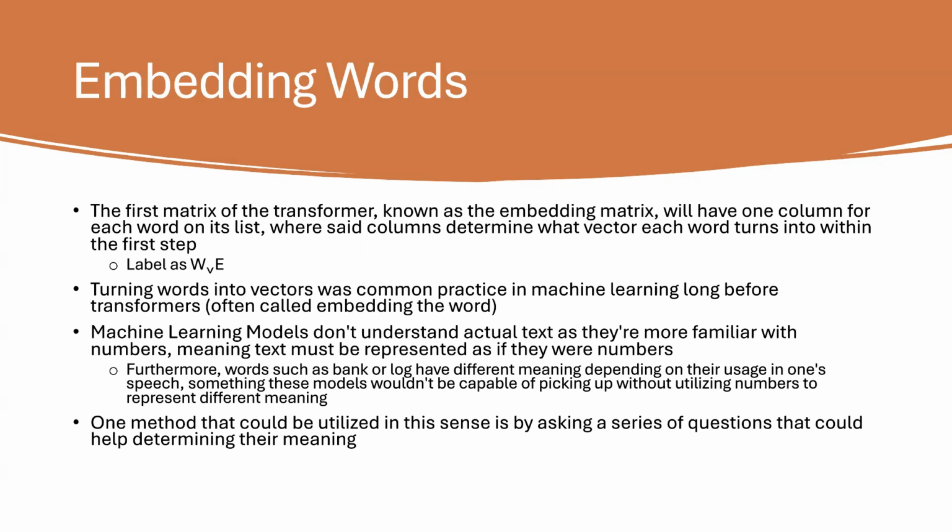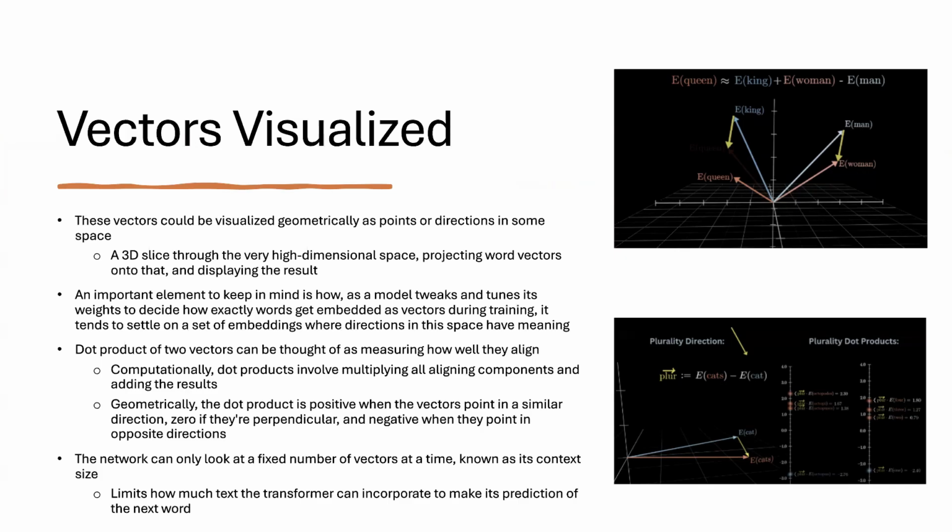One method that could be utilized in this sense is asking a series of questions that could help with determining their meaning. These vectors could be visualized geometrically as points or directions in some space. A 3D slice through the very high dimensional space, projecting word vectors onto that and displaying the results. An important element to keep in mind is how, as the model tweaks and tunes its weights to decide how exactly words get embedded as vectors during training, it tends to settle on a set of embeddings where directions in this space have meaning.